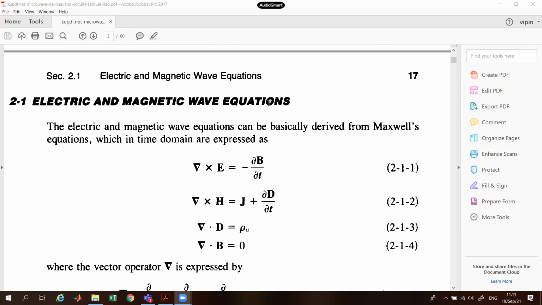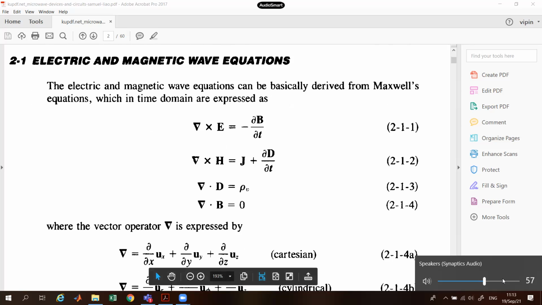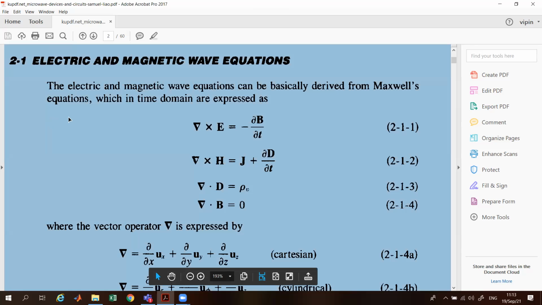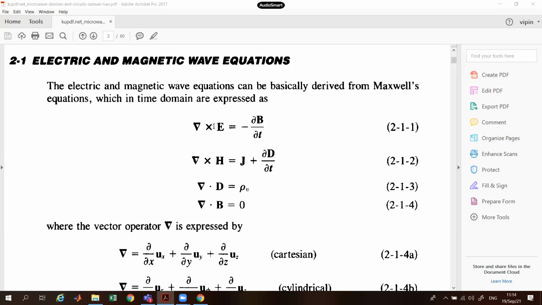The electric and magnetic wave equations can basically be derived from Maxwell's equations, which in time domain are expressed as: curl of the electric field is equal to minus d by dt of the B vector, where B represents the magnetic field.